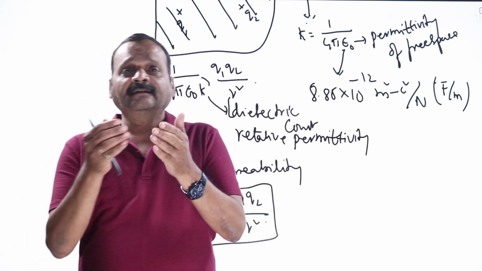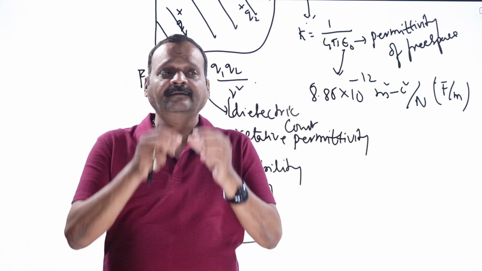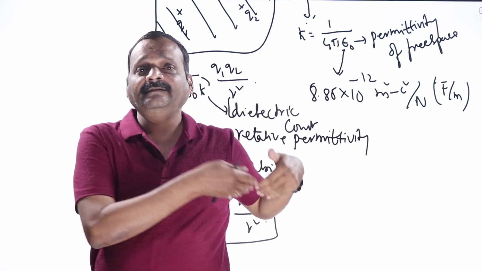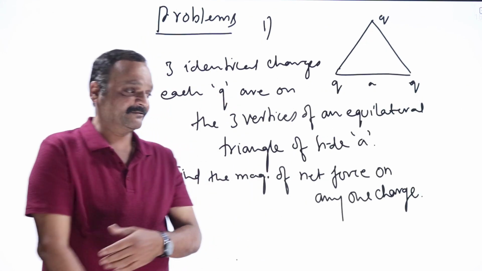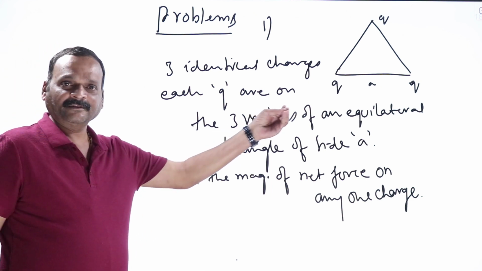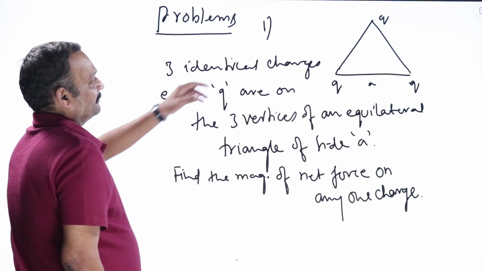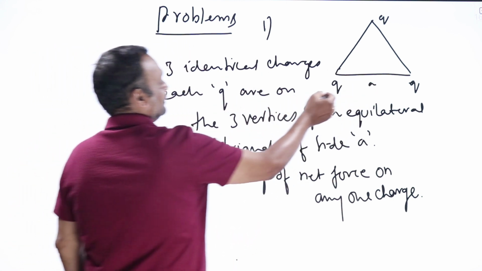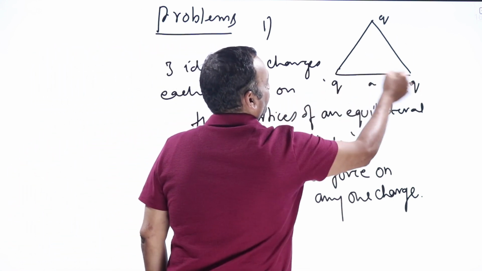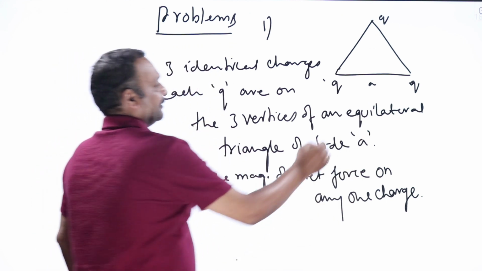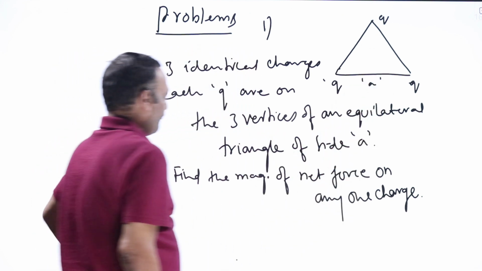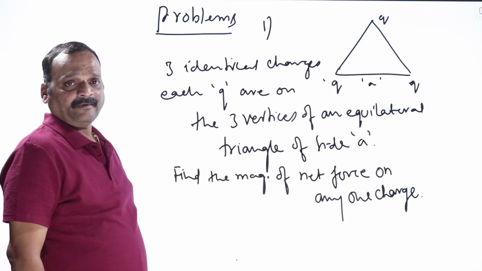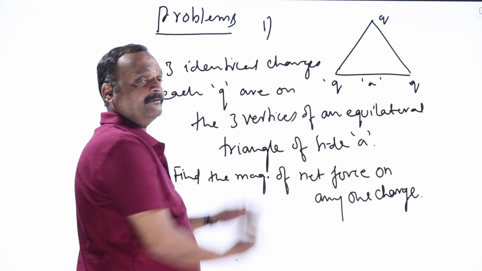We will see some problems based on this Coulomb's law, with different charge distributions: what is the force on that charge due to this charge, etc. Now we will solve some simple problems using Coulomb's law. The problem is, there is an equilateral triangle. Three identical charges, each Q, are placed on the three vertices of an equilateral triangle of side A. Find the magnitude of the net force on any one charge.